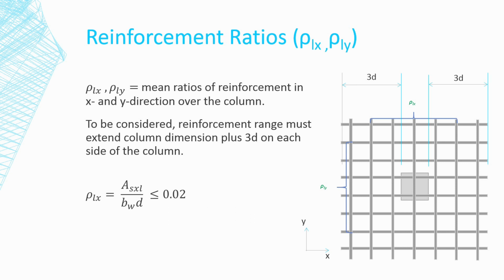Typically, rho Lx and rho Ly are calculated on the basis of a 1 meter wide strip of reinforcement. Therefore, BW is typically taken as 1000 millimeters, while ASXL and ASYL are taken as the area of reinforcement per meter width of the range under consideration.